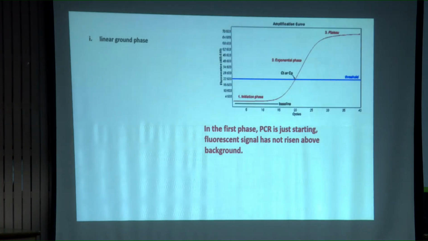This is a typical curve, what's really happening in real-time PCR machines, right? So in the first phase, PCR is just starting. Fluorescent signal has not risen above the background. Right? I already told there is always a background fluorescence. The only thing is we are not able to see it, or the machine is not able to see it. Right? It is unable to capture any signals. Right? It's a linear ground phase. It is somewhere here. This one.